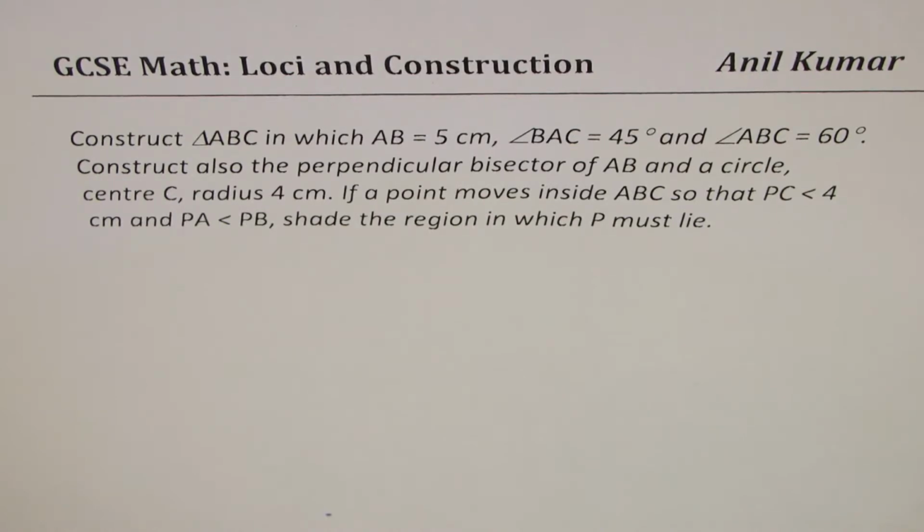The question here is: construct a triangle ABC in which AB equals 5 centimeters, angle BAC equals 45 degrees, and angle ABC is 60 degrees. Construct also the perpendicular bisector of AB and a circle, center C, radius 4 centimeters. If a point P moves inside ABC so that PC is less than 4 centimeters and PA is less than PB, shade the region in which P must lie.